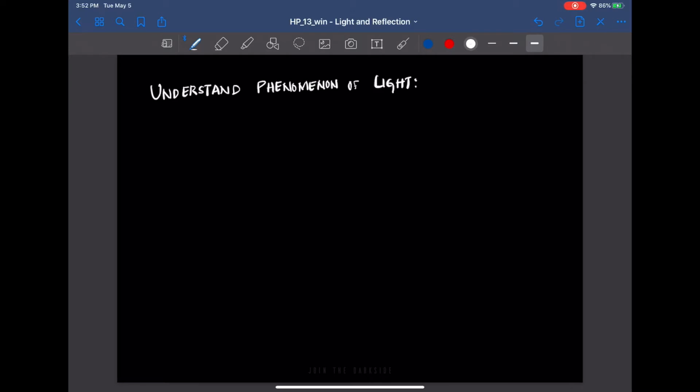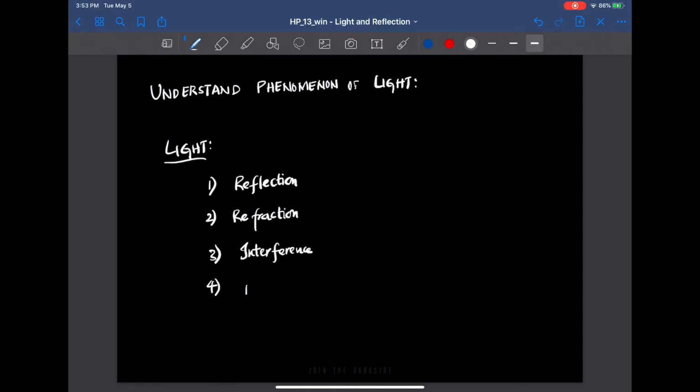Light in general has some specific properties. Let me list some of the properties. The first one is the property of reflection. The second is the property of refraction. Third is the property of interference. Fourth is the property of diffraction. And number 5 is the property of polarization.